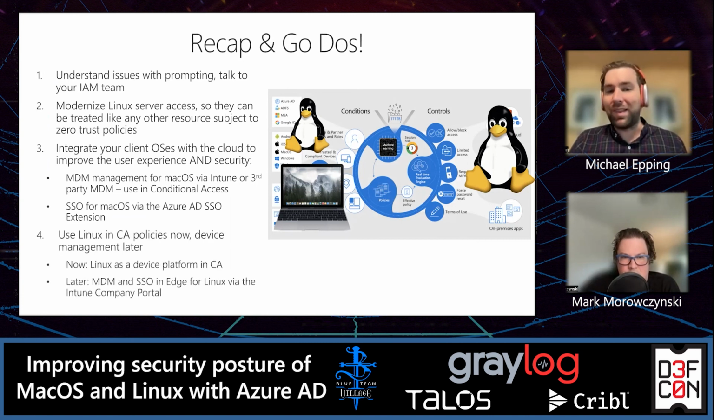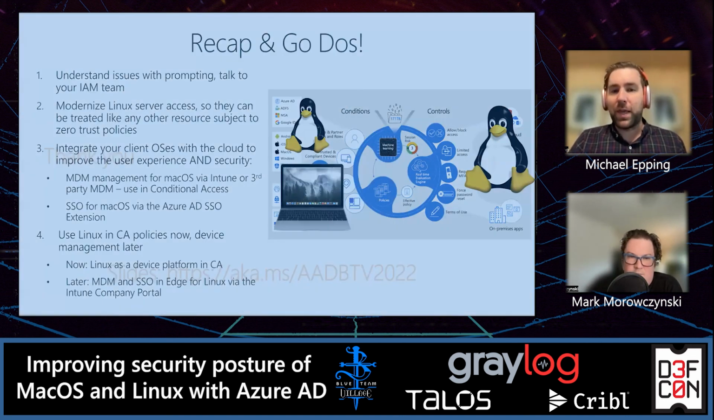And then finally, for your Linux clients, you can start formulating your conditional access policies now to give yourself some support for Linux. So today, like I laid out, you can use Linux as a device platform to provide some compensating controls for your Linux users. And in the future, start preparing for us to have MDM and SSO on Linux, just like we have on macOS. And with that, thank you.